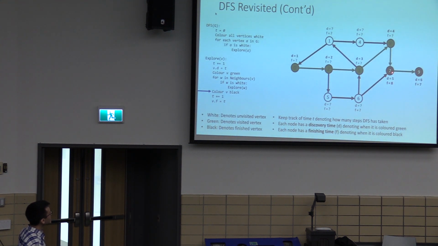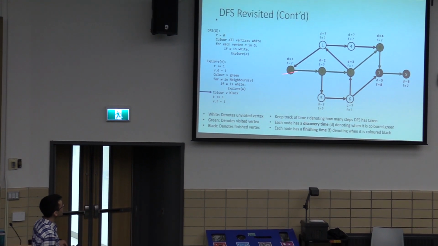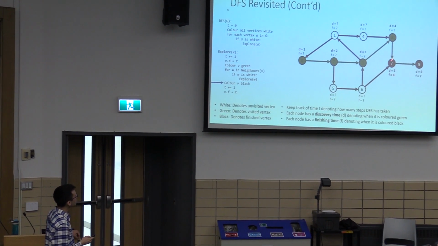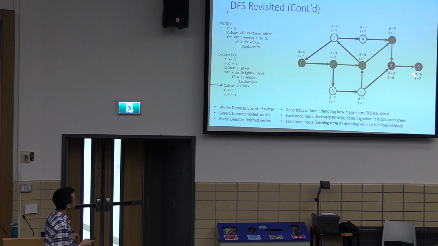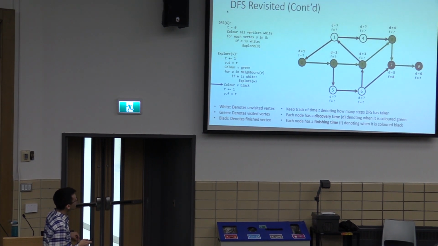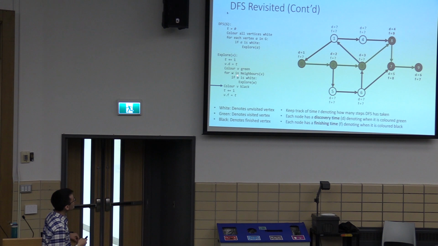Since we went through all the neighbors of 8, we exhausted it, and we finished 7. Now we color 7 black. And afterwards, how do we get to 8? Well, we reached that before with the 3. So we color 8 black.